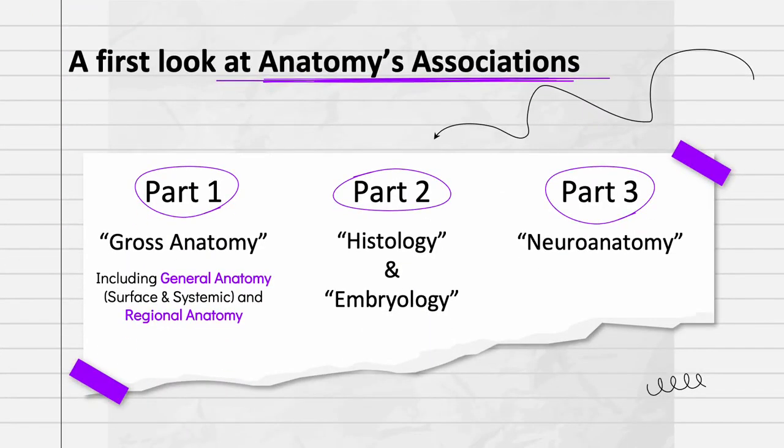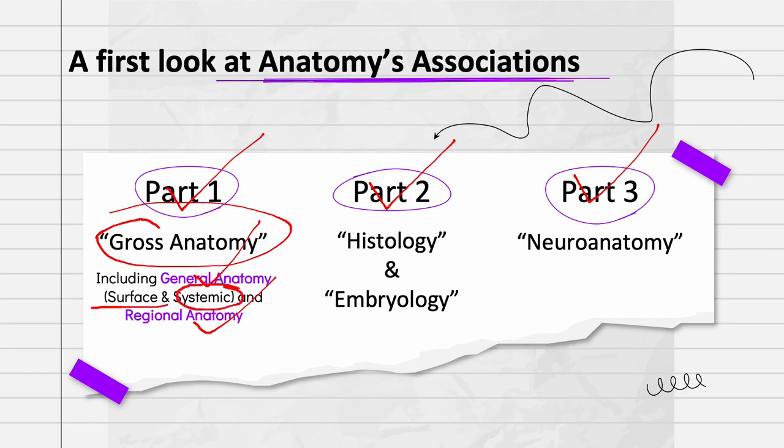Here we look at the associations of anatomy. For this lecture series, we have divided anatomy into 3 parts, including gross anatomy, histology and embryology, and neuroanatomy. Gross means looking with your naked eye. When we look at the structure, when we look at the anatomy with our naked eye without any help or aid, then it comes under gross anatomy. And in gross anatomy, we have divided into general anatomy and regional anatomy. Under general anatomy, we study systemic anatomy and surface anatomy.